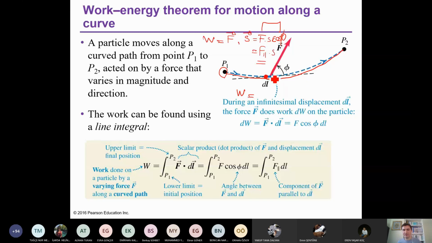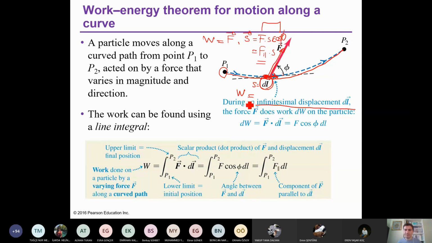Okay, this is the angle between the displacement and force. So what is dl here? Instead of S, here I use a very small segment of the path, okay? I consider that this is more or less linear, okay? An infinitesimal displacement dl instead of S.